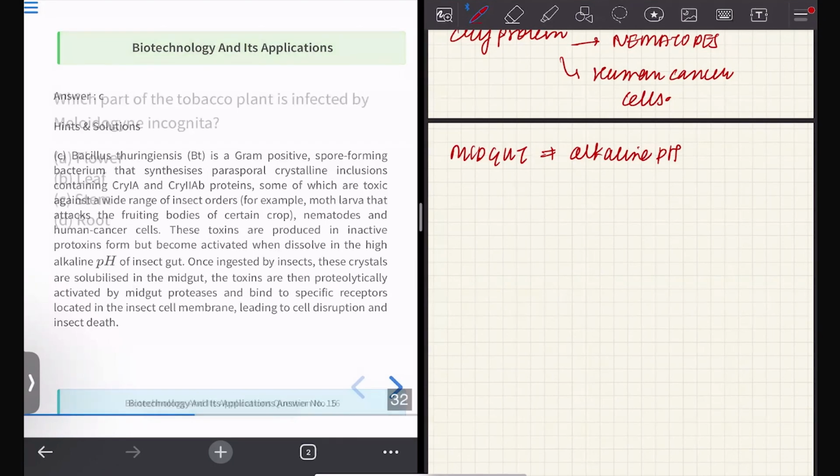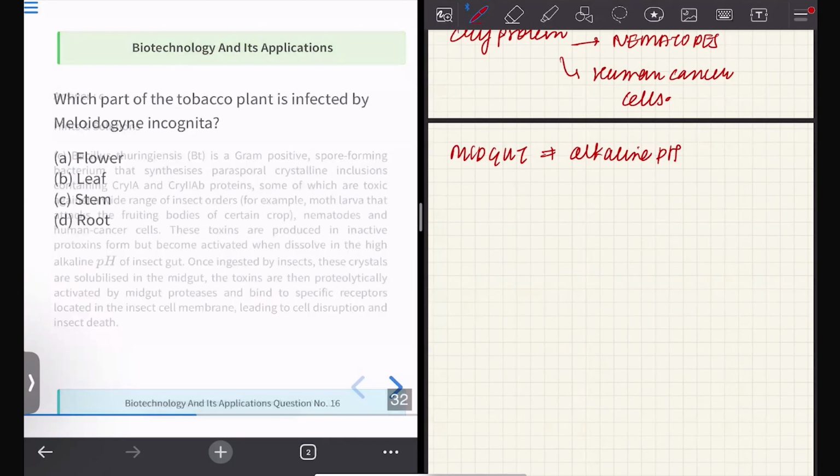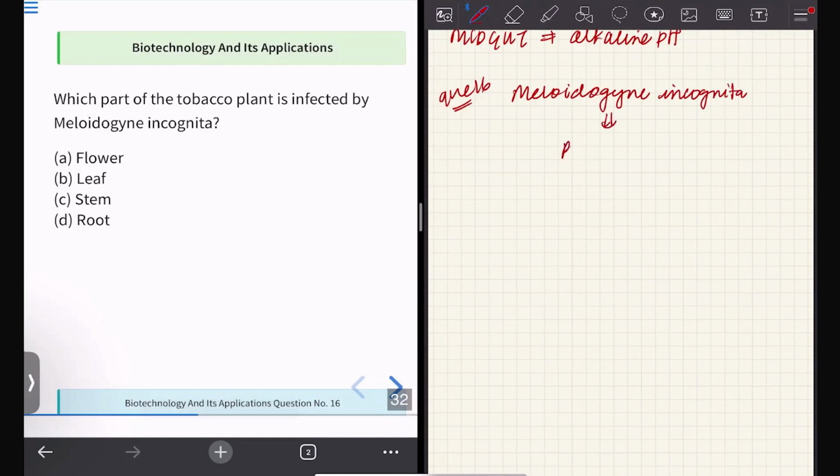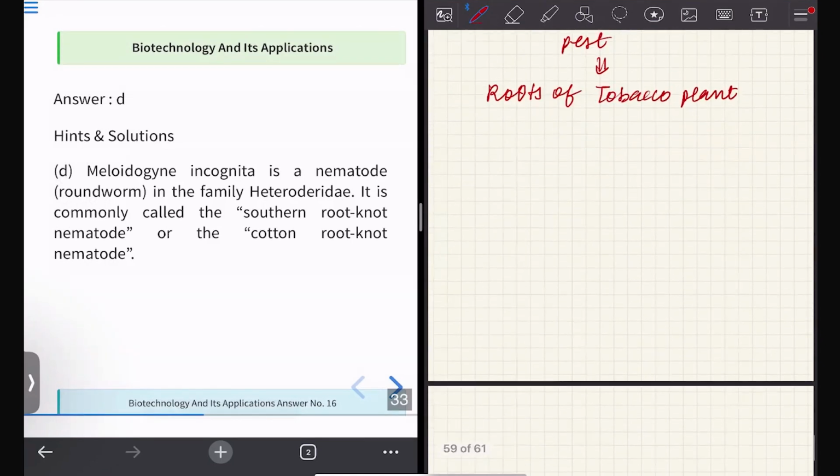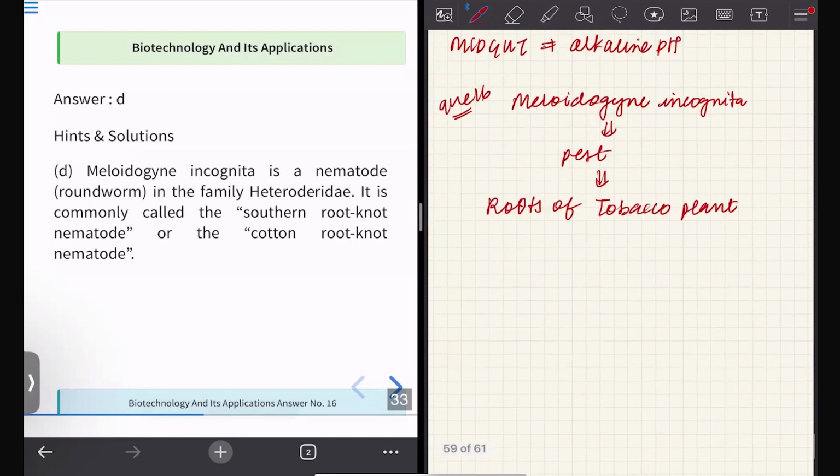So we have Meloidogyne incognita. It is a pest that infects what? It infects roots of tobacco plants. And how can we prevent this infection? We can use BT toxin. We can use BT enhanced tobacco plant. Okay. So Meloidogyne incognita is what? It is a nematode, that is, a roundworm. So this is a nematode.